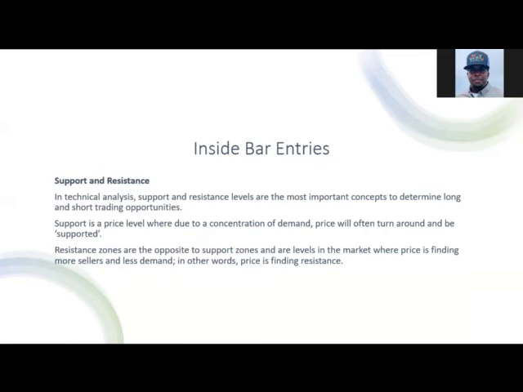Support is going to be your floor. When the market cannot push down, it's going to reverse and go up. If the market can't sell, the market is going to go the other way and go for a buy.